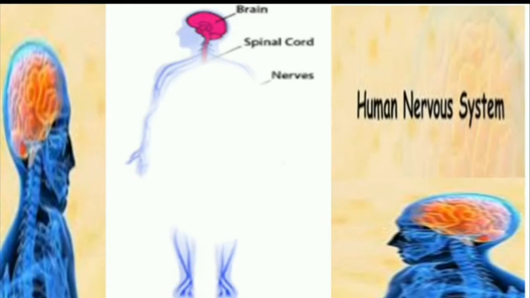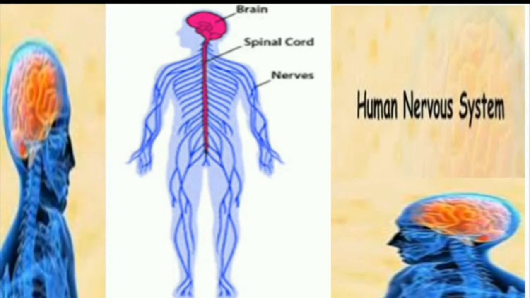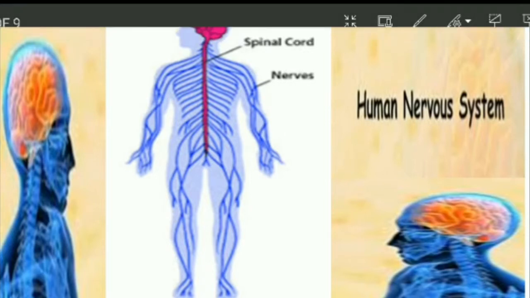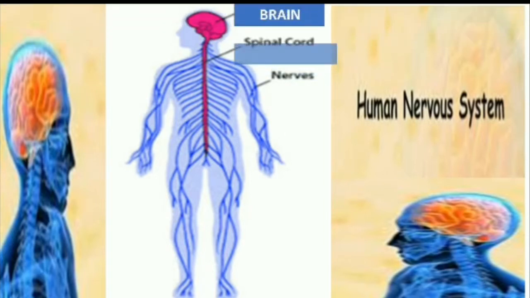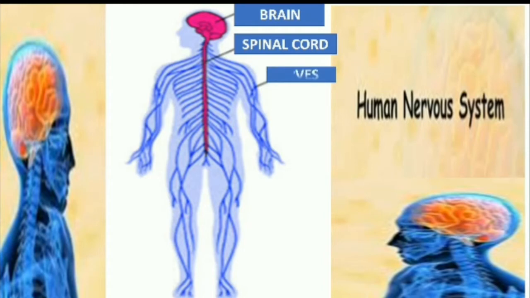So children, let me tell you how our nervous system looks like. From the screen you see the things. Here you can see that the human nervous system is made up of three different parts. First one is your brain. Second part is your spinal cord. Third part is your nerves.